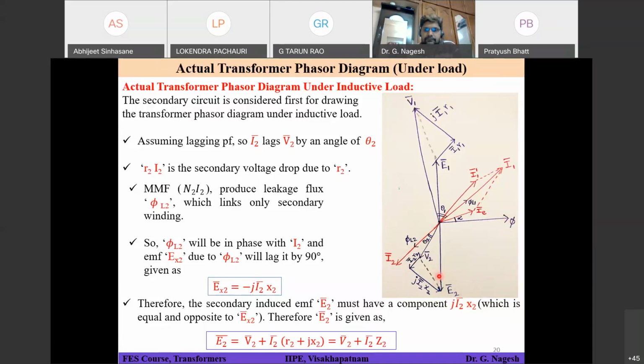We have developed the E2 expression considering it as a voltage source or voltage drop. That's why you have used the minus sign. Similarly, for flux phi L2, if you consider the minus sign, then you will get a voltage which will be considered as a voltage source in this direction. How E2 has come 90 degrees lagging.